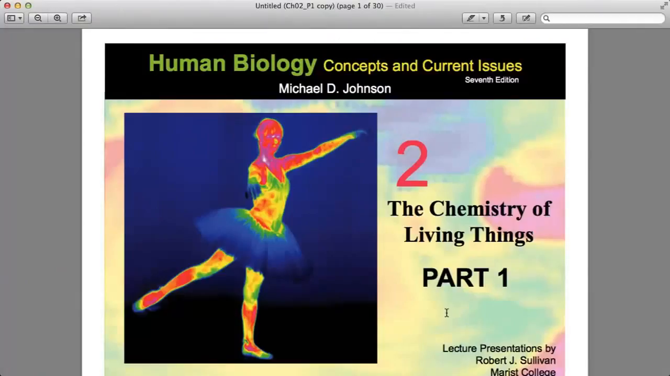Okay, this is the chapter review for chapter 2. We're going to split it up into two sections. Part 1 deals mostly with inorganic chemistry, and part 2 will focus on organic chemistry. So let's get started.